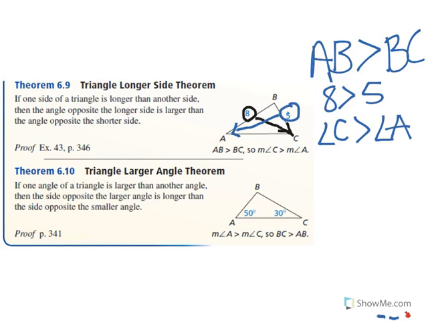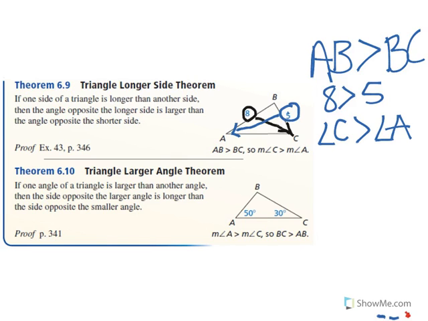If this talks about the sides, then we're going to go talk about it in terms of the angles over here. So the triangle larger angle theorem: if one angle of the triangle is larger than another angle, then the side opposite the larger angle is longer than the side opposite the smaller angle.